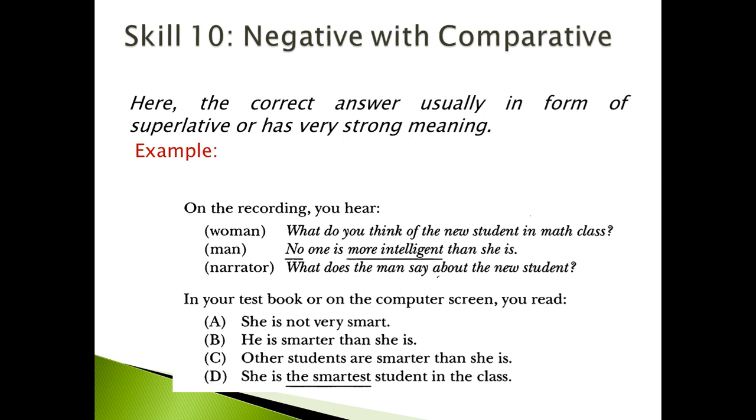What does the man say about the new student? Maka jawabannya, kalau tidak ada yang lebih pintar darinya, so she is the smartest. Atau bahasa lainnya, she is the smartest student in the class. So the answer is D.